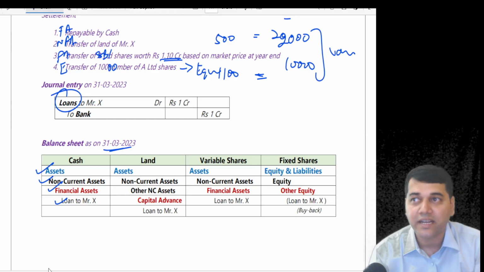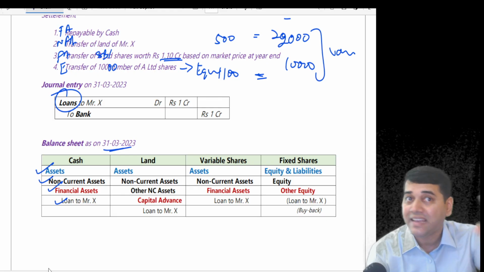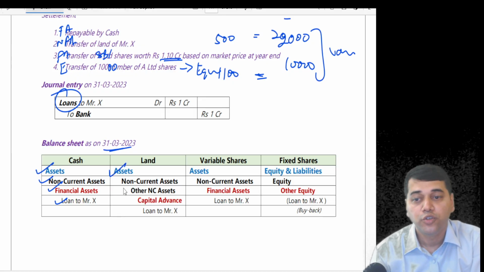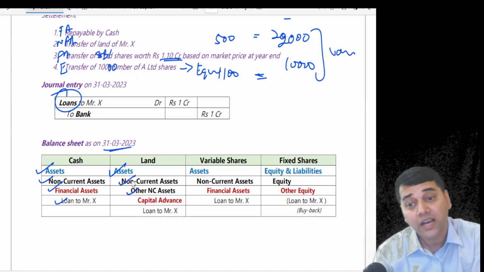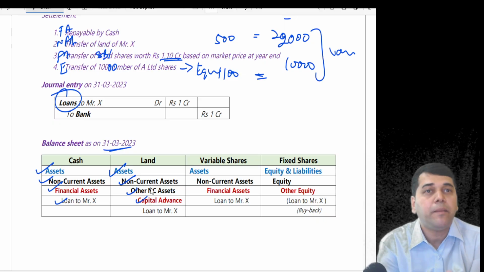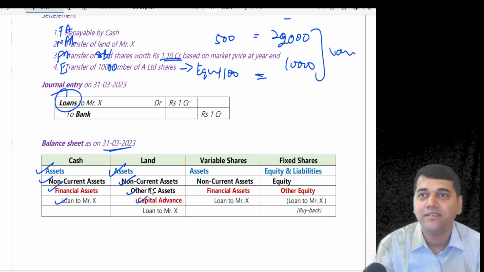If at all my contract says that the loan will be repaid to me in the form of land, then under assets you have got non-current assets. Under non-current assets, you have got other non-current assets. There, you call it a cap. Arey Baba, form is fine. What is the substance?